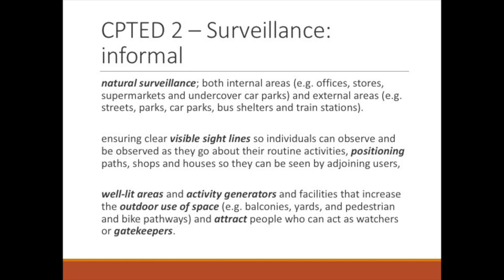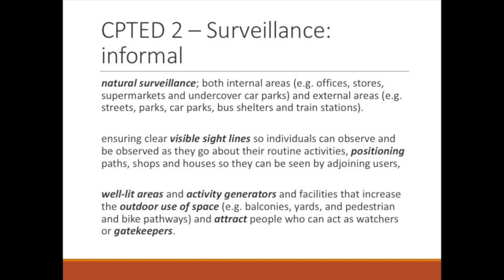Now, part of natural surveillance is ensuring that there are clear, visible sight lines, okay? So individuals can observe and be observed as they go about their routine activities. So the visible sight lines idea is that there aren't obstructions to people in that area being able to look out and see what's going on, you know, across the car park at the other end of the train station and so on. And the flip side of that is that if you can see that, you can also be seen, right? So it's sort of like a two-way surveillance idea.